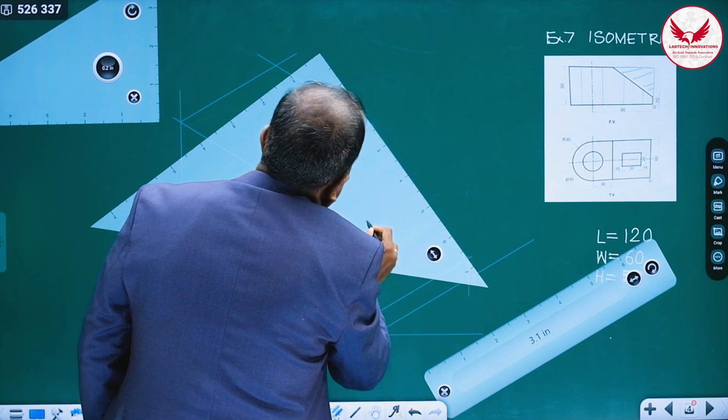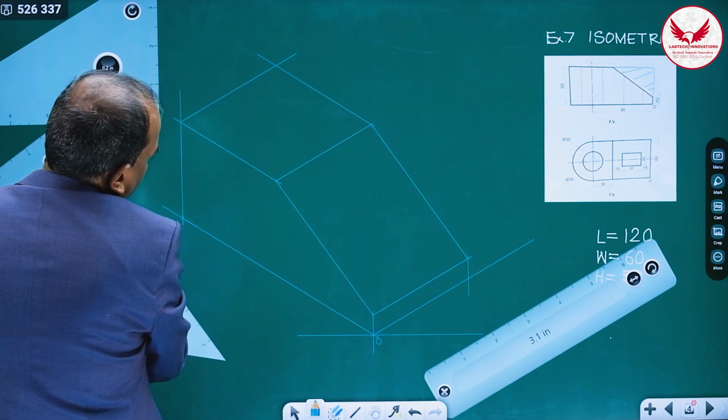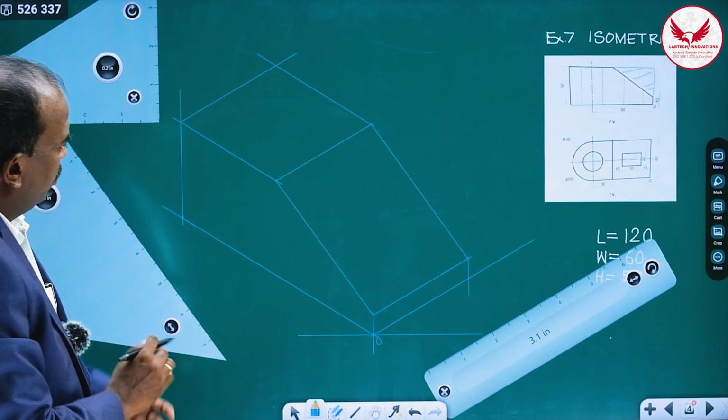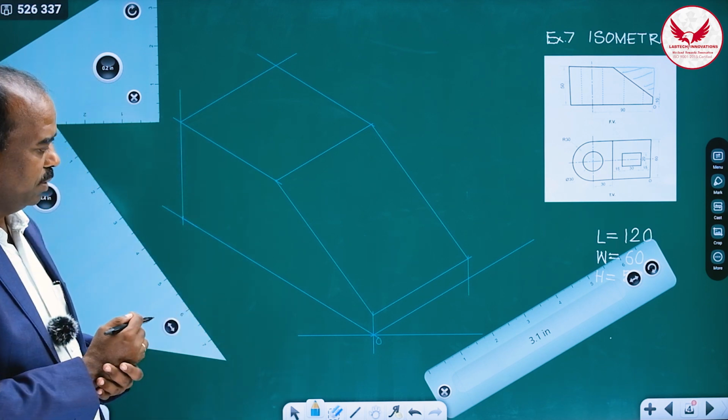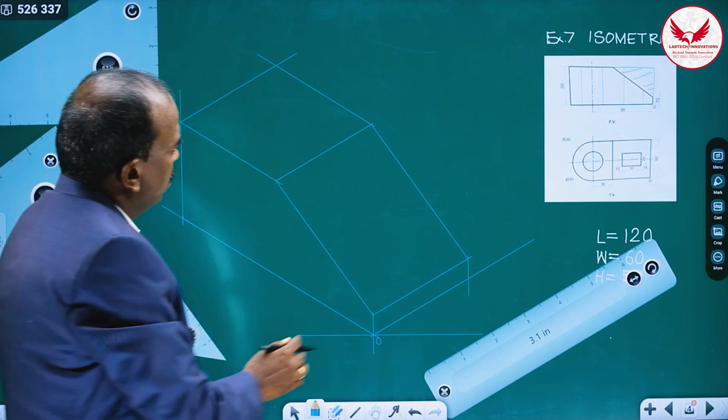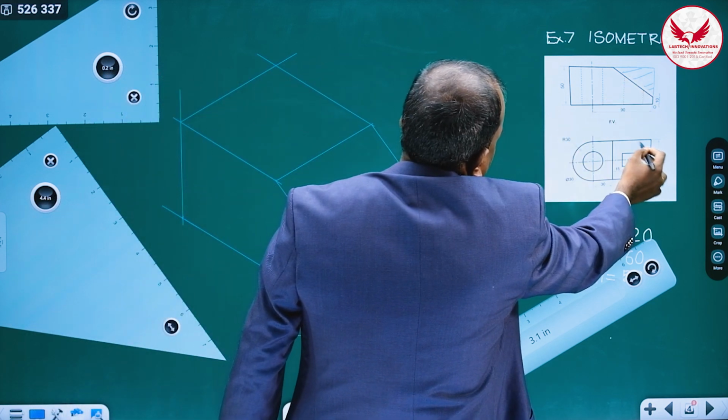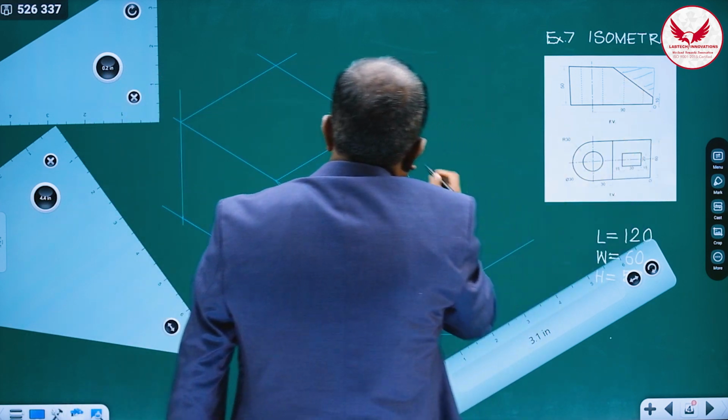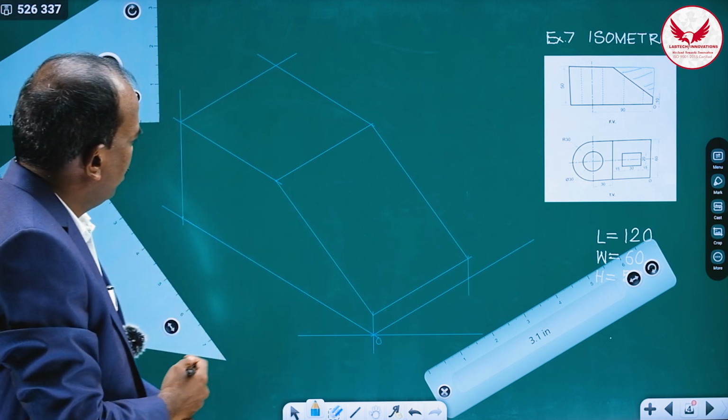Like this. Means if we get the basic shape of this object. So this portion has been cut. So this is the non-isometric surface. We have drawn the non-isometric surface.